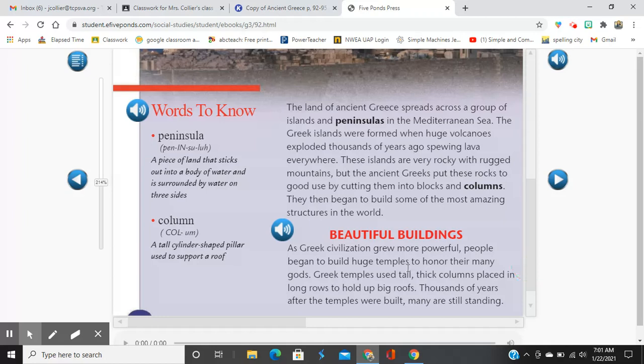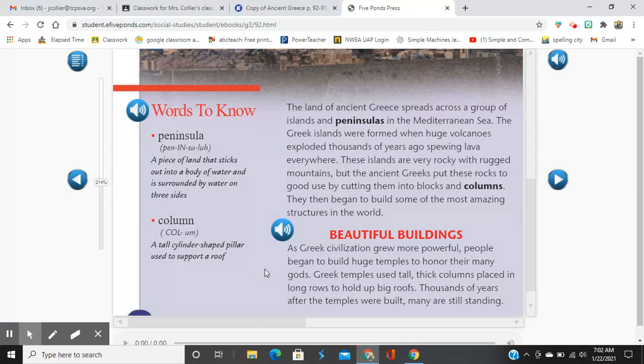Now I'm going to go over here and pay attention to words to know, because the questions that you have to answer can be under words to know, they can be in the text, they can be in a picture caption. So you have to look at everything so that you can find your answers.